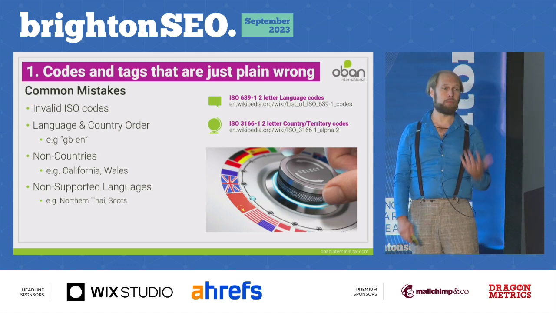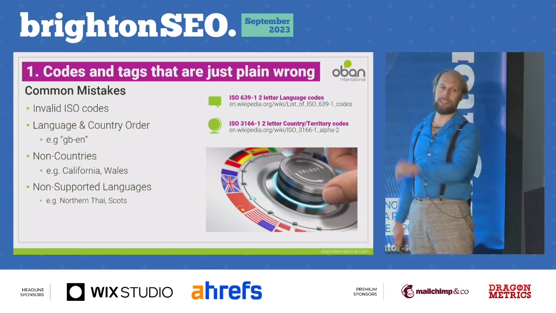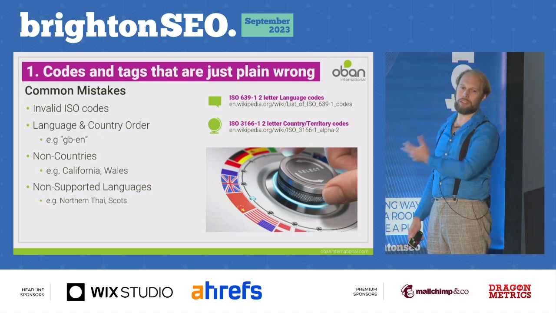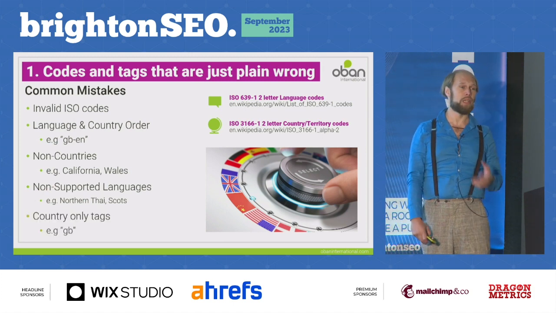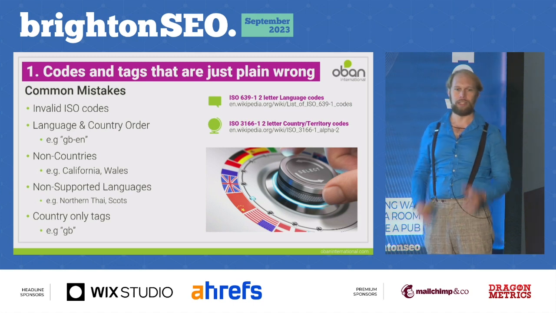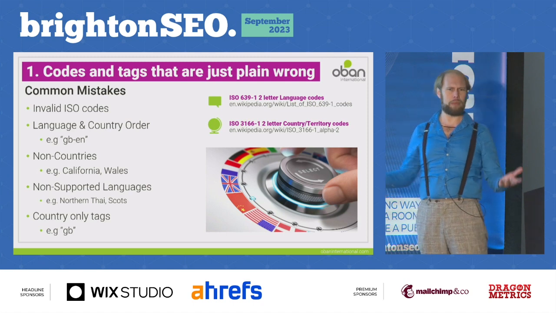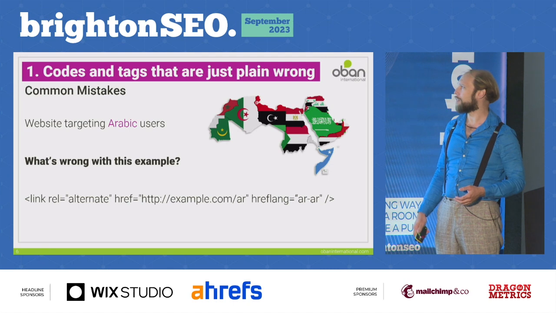And also, yeah, people try and use languages that aren't supported. Not every single language ever is in this list, so I'm not sure if we've got any Scottish people in, so sorry, Scottish people, but Scots, there's no code for. And then, of course, people try and use tags just with the country and they don't include a language. You can have a language on its own, you can't have a country on its own. Which should be fine because every page has a certain language, right? So there's no reason not to have that.